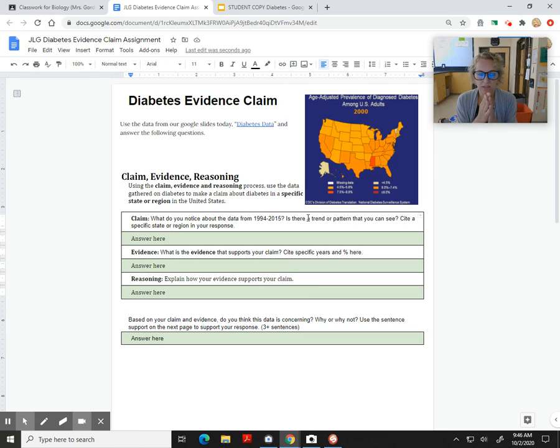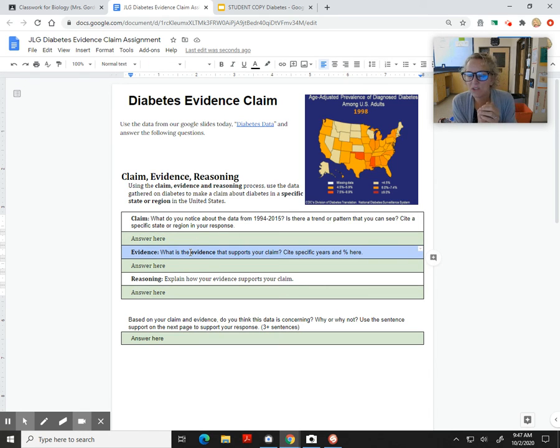What you want to do here for this first piece is identify a region. So if you're going to talk about a state, say Oregon, Florida, Texas, or the Southwest, pick a region and discuss it here. Evidence: what's the evidence that supports your claim?